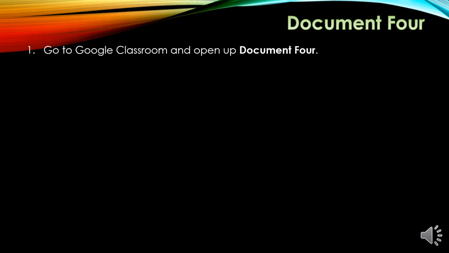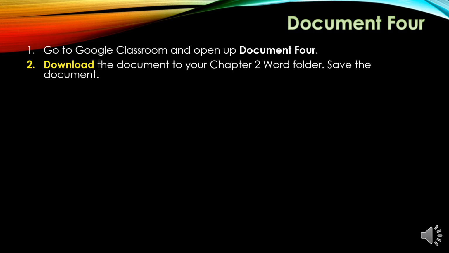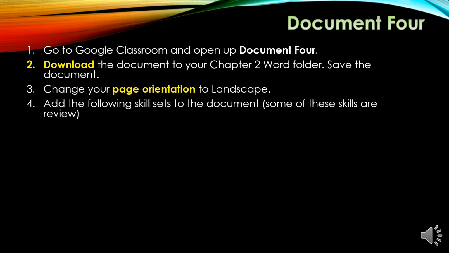Go to Google Classroom and open up Document 4. Download the document to your Chapter 2 Word folder. Save the document. Add the following skill sets to the document. SmartArt Graphics. Following the Step 4 paragraph on the page, add a Process Basic SmartArt graphic.